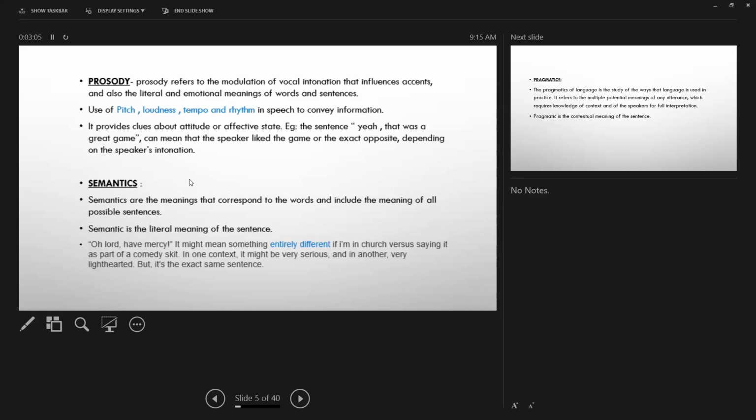The third part is the prosody. Prosody refers to the modulation of vocal intonation that influences accents and also the literal and emotional meaning of words and sentences. It is the use of pitch, loudness, tempo, and rhythm in speech to convey our information. So, prosody means if I'm very happy or I have to convey some message about which I'm very excited, obviously my pitch, loudness, and tempo will be increased. It also tells about my attitude and my affect, like I'll be really elevated at that time. For example, the sentence "That was a great game" can mean that the speaker liked the game or the exact opposite, depending on the speaker's intonation.